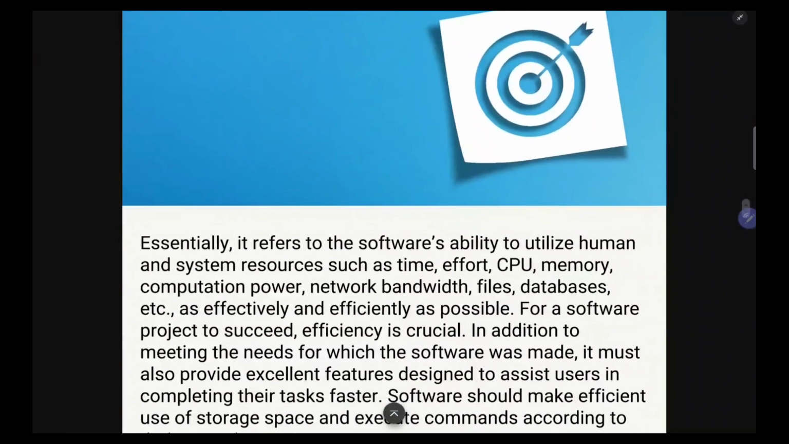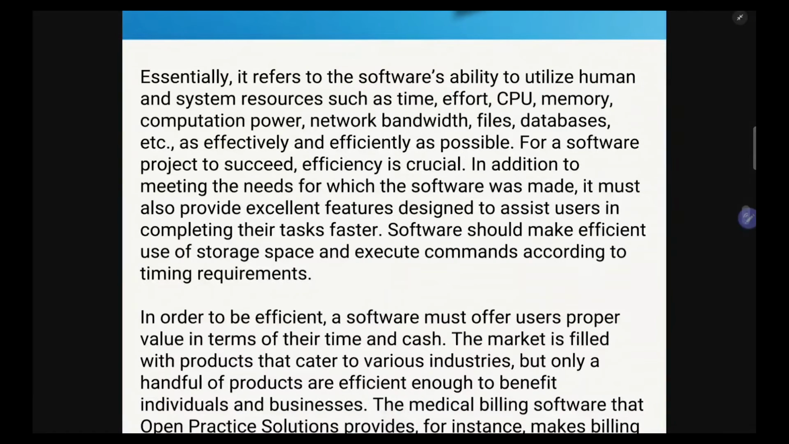Third, efficiency. Essentially, it refers to the software's ability to utilize the human and system resources, such as time, effort, CPU, memory, computation power, network, bandwidth, files, database, etc., as effectively and efficiently as possible. For a software product to succeed, efficiency is crucial. In addition to meeting the needs for which the software was made, it must also provide excellent features designed to assist users in completing their tasks faster. Software should make efficient use of storage space and execute commands according to the timing requirement.